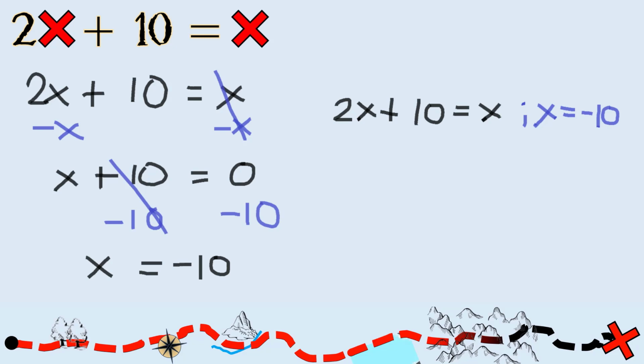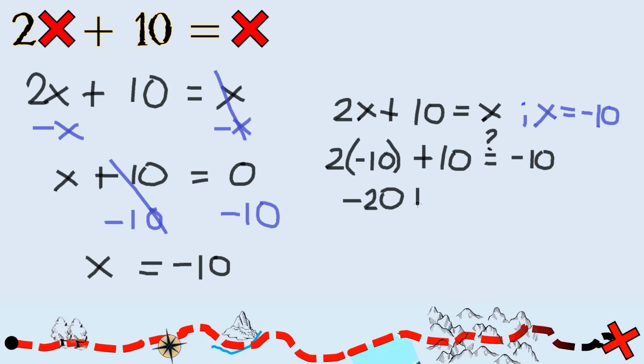So the thing here is we need to substitute only the value of x, which is negative 10. This is 2 times negative 10, still plus 10, and equal to x, which is again negative 10. Now in verifying or substituting, please place a question mark because we are still in the process of verifying that. Now 2 times negative 10 is negative 20. You have here plus 10. And on the other side is still negative 10.